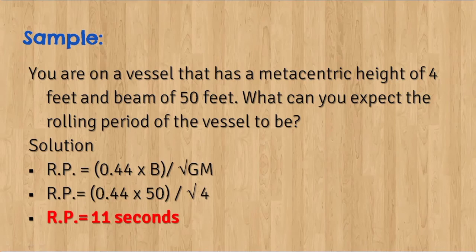So we have this one in our ship particulars: the breadth, the length overall. Okay, so we have this information already. Again, we can use this formula if we have already obtained the rolling period, so we can get the GM.